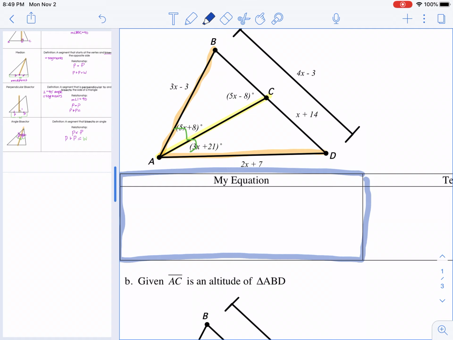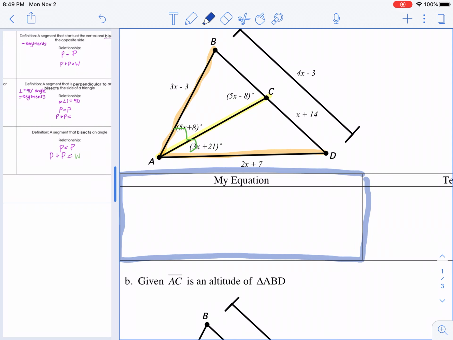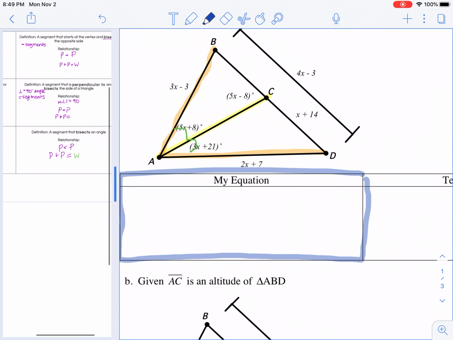Okay. So now hopefully you've written an equation down in the my equation box. I'm going to walk through the equation that we would set up, and then you can compare the two. So again, we said that segment AC is an angle bisector. It bisects our angle and splits it into two congruent parts. So the options that I can use are part equals part or part plus part equals whole.